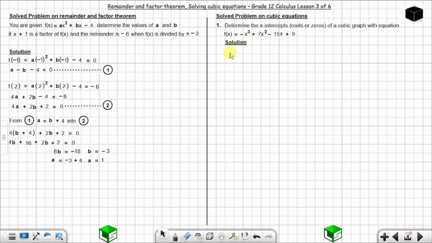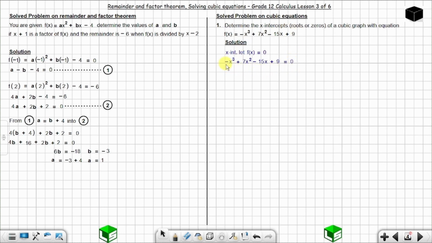Solution, as always, to determine the x-intercept, you let y equal to 0. This is your y. So to determine the x-intercept, let y, your y is f of x, let y equal to 0. Okay, so this is f of x. You let it equal to 0.